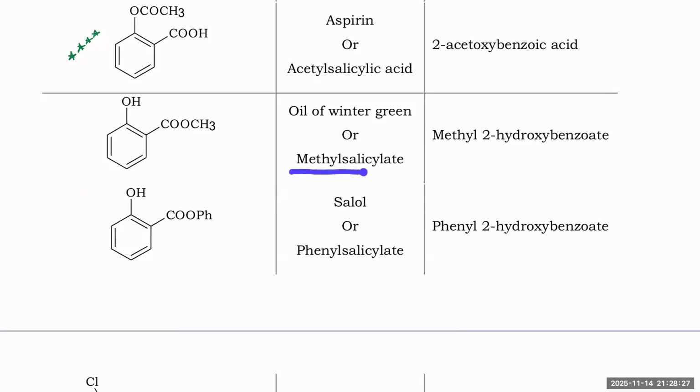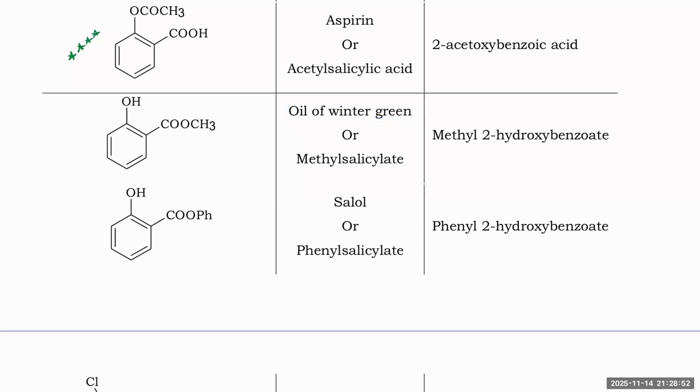Next one is methyl salicylate. Methyl salicylate is the common name here. This is methyl, and this entire thing is salicylic acid. The IUPAC name is methyl 2-hydroxybenzoate. Methyl salicylate also has a very common name used in pharmacy, which is oil of wintergreen.